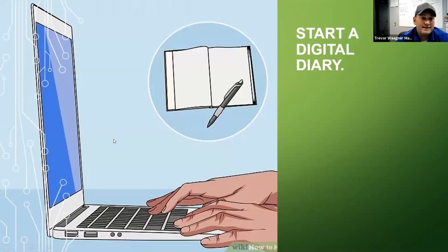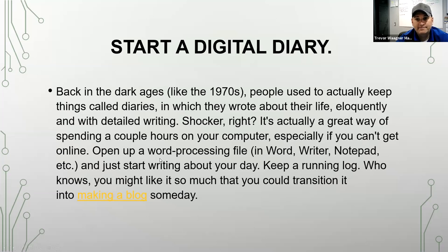A digital diary. If you remember in the old days, we used to actually write down in a notebook like this with a pen and paper and write about what we were thinking about, what was going on in the day. You can start doing that digitally now and just keep a Word file, or you can use Writer, Notepad, whatever you want. And you can actually just keep track of things that happen on a great day.